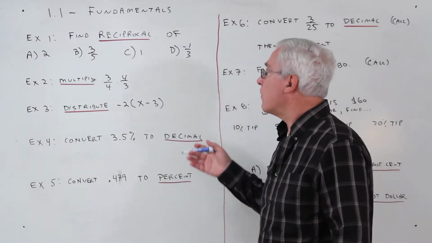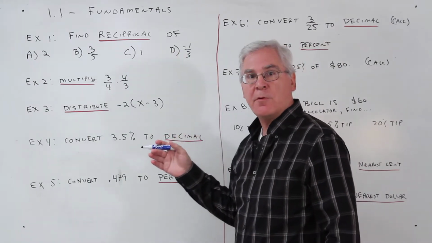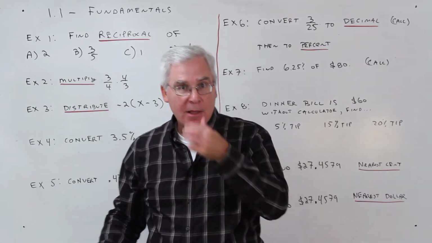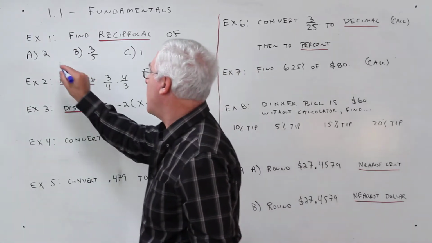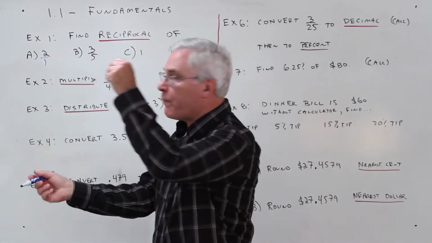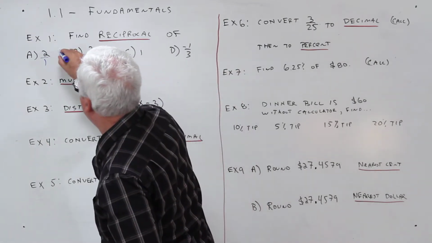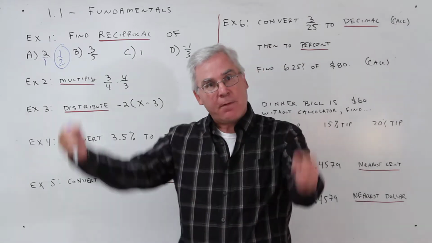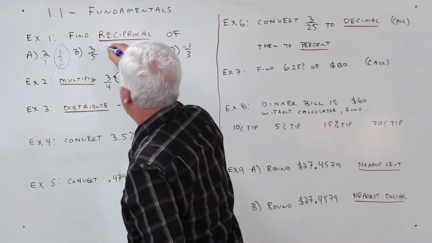Reciprocal, very important. So find the reciprocal of these numbers. So the reciprocal is just flipping the numerator with the denominator. If you don't see a denominator, you can always say divide by 1. So flip it, and that's going to become 1 over 2. 3 over 5, flip it, 5 over 3.